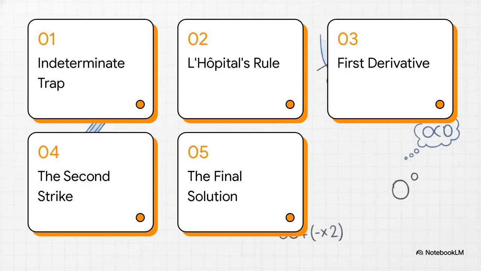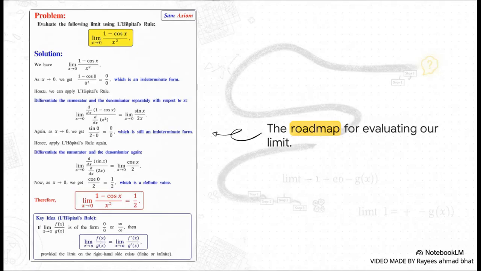Here is our roadmap for this explainer. 1. The indeterminate trap. 2. Unlocking L'Hopital's rule. 3. The first derivative. 4. The second strike. And 5. The final solution. This right here is our entire journey today. Now, I know it looks like a dense wall of calculus right now, but don't worry, we're going to zoom in and tackle it step by step until it makes perfect sense.